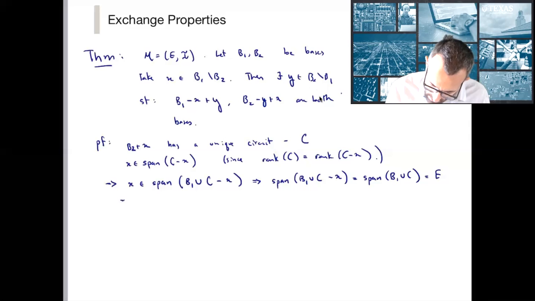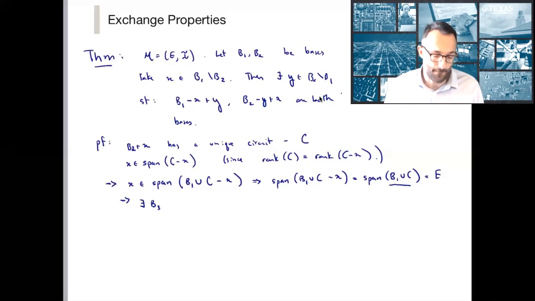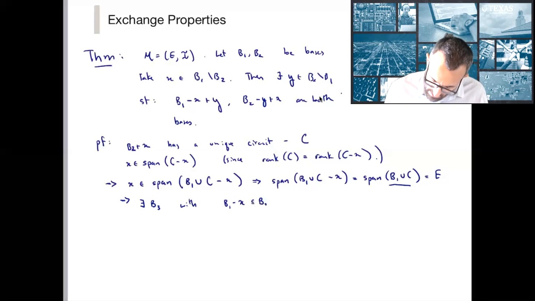So this tells us that since B1 union C is everything, the span of that is everything, it means that there exists some other base, I'll call it B3, with B1 minus x a subset of B3, and that is itself a subset of B1 union C minus x. And this is essentially the key of what we needed.